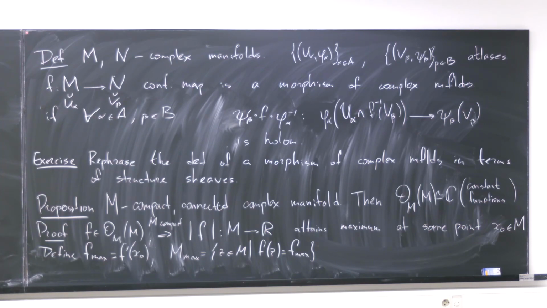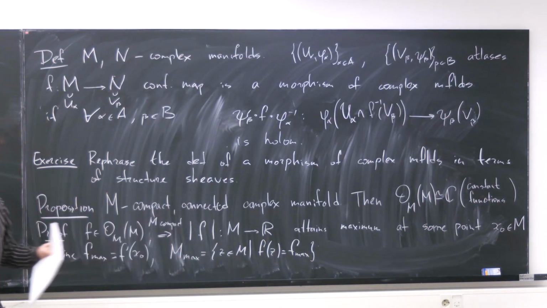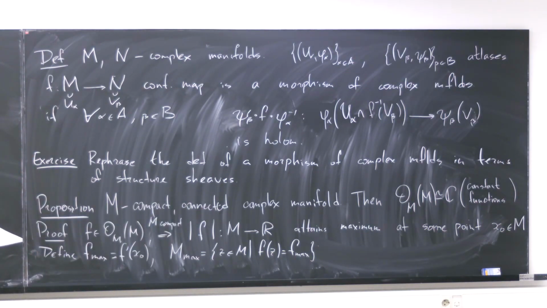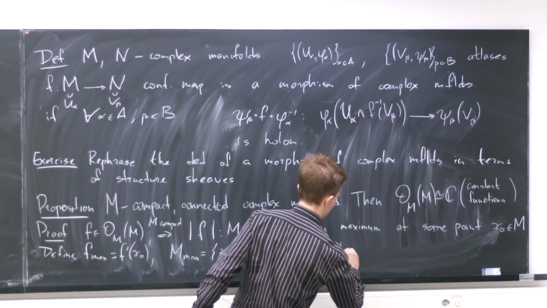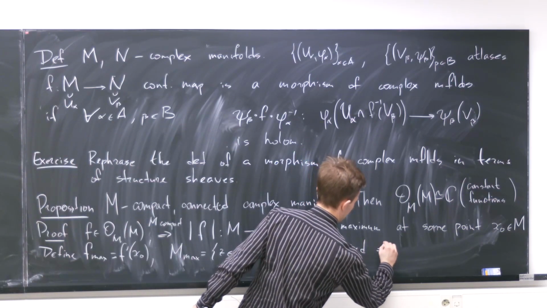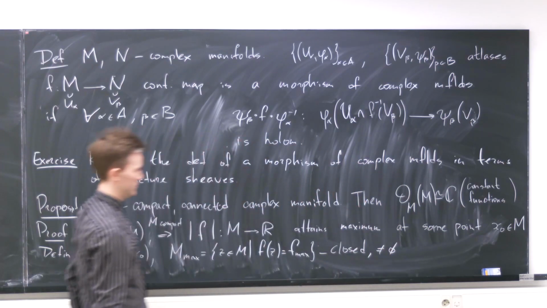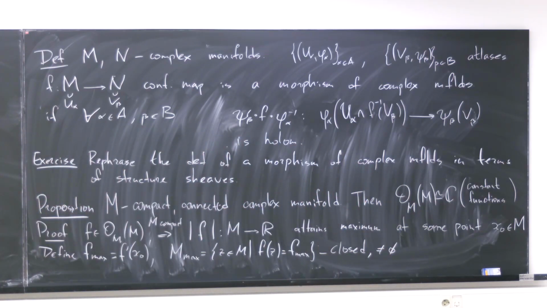And now since M is also connected, it is enough to check that this M maximal is open. So this is closed and non-empty, right? So we should just check that it is also open. And this just follows indeed, as we know from the maximum principle from complex analysis.